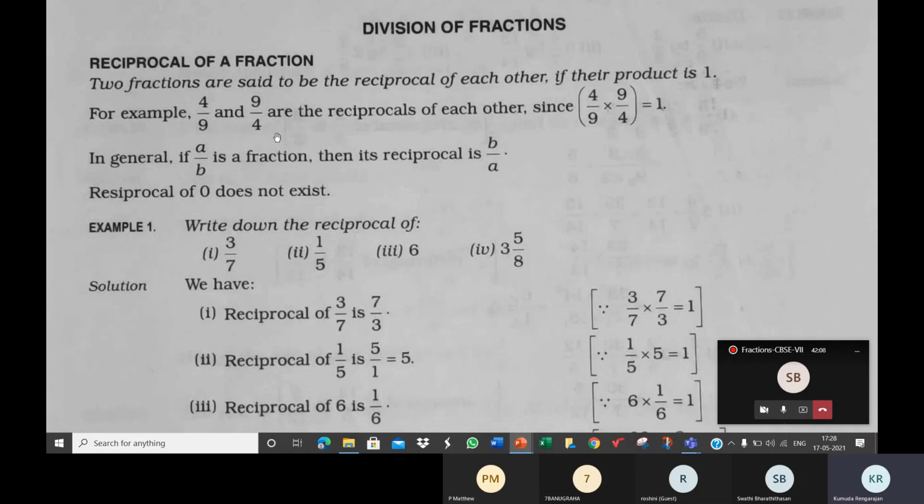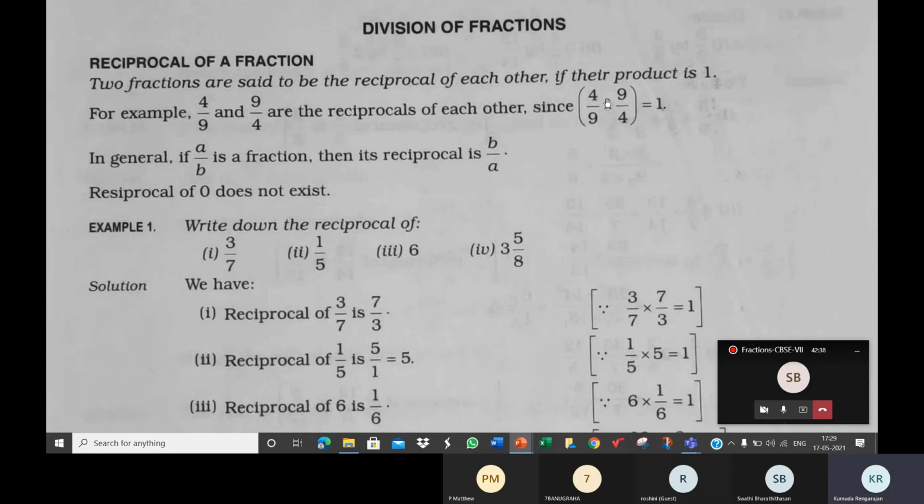See this example here. The reciprocal of 4 by 9 is 9 by 4. Why? Because when you multiply the fraction 4 by 9 with its reciprocal 9 by 4, the product will be 1.